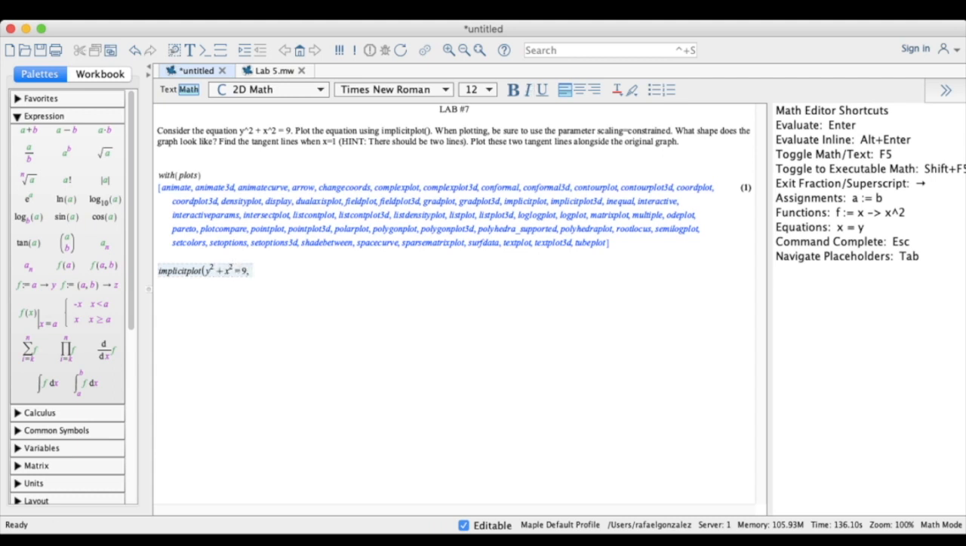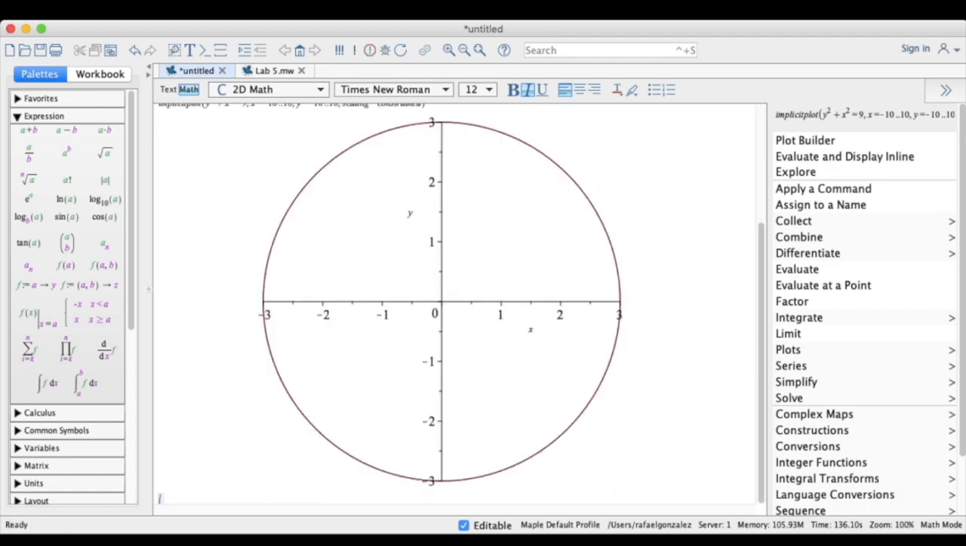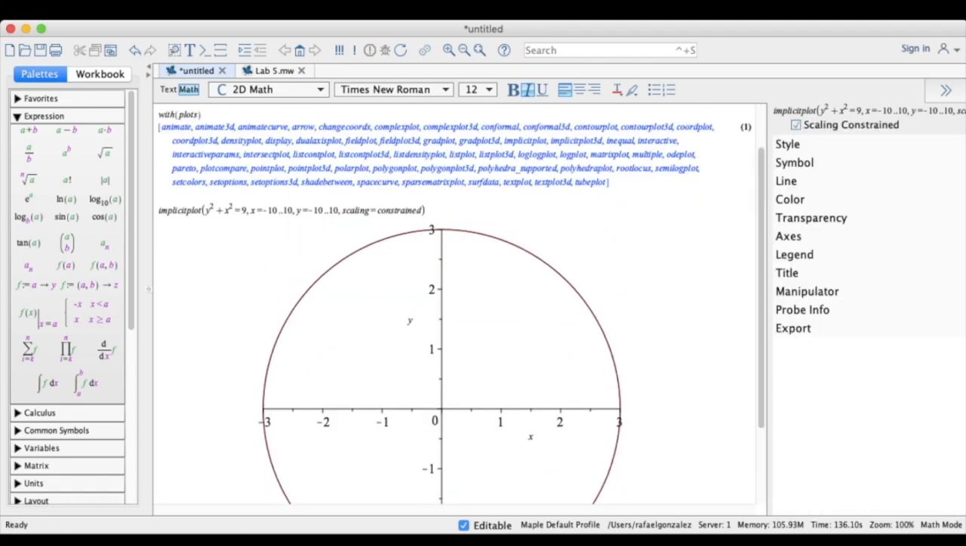And my parameters are going to be, well, I'm going to say x equals negative 10 to 10. That's my scale for the x-axis. Y equals negative 10 to 10 as well. And scaling equals constraint. When I press enter, I should have the equation of a circle. And lo and behold, I do. I have an equation of a circle with radius 3.